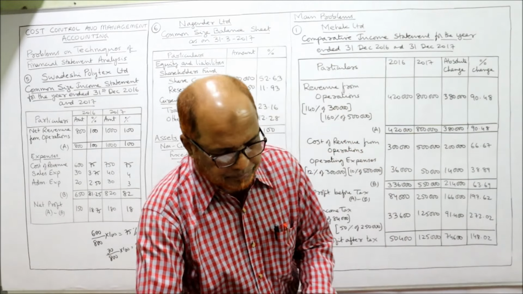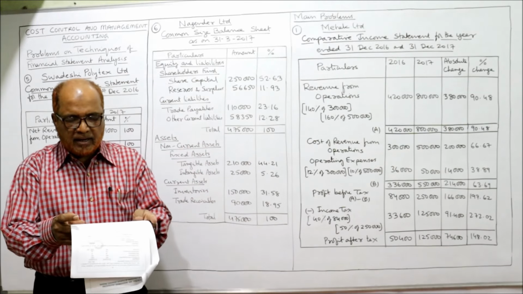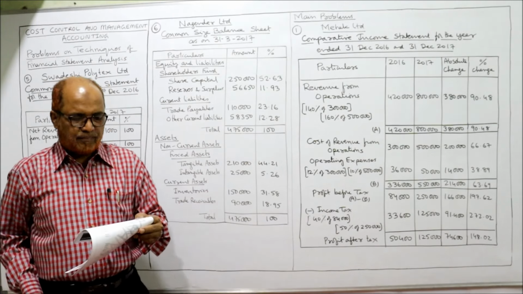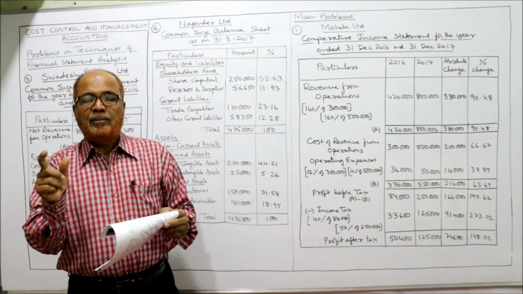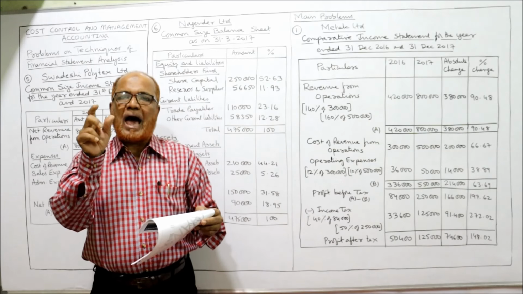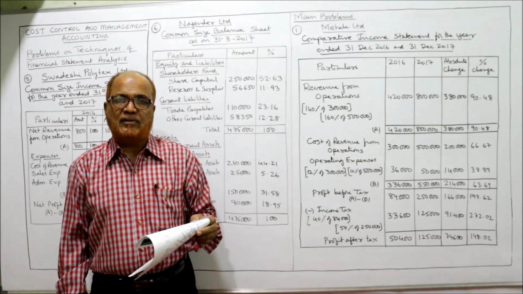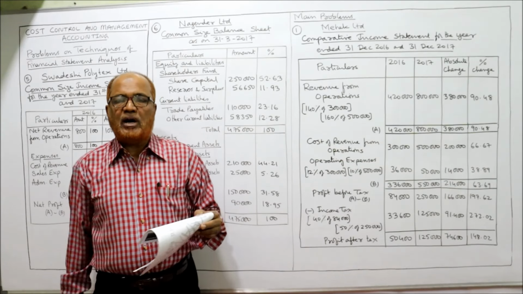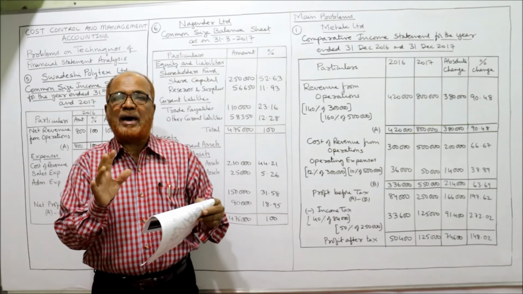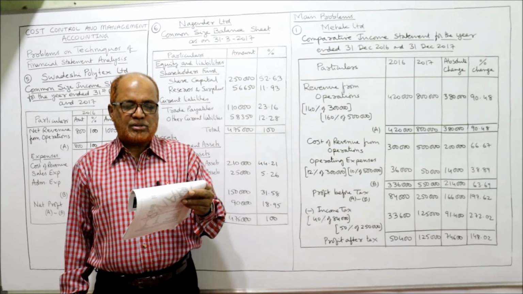First main problem. Prepare comparative income statement of Mahek Limited from the following details. Comparative means 4 columns we require. Last year column, current year column, absolute change and percentage change for comparative. Already last video I have explained you in detail how to make the comparative. Now particulars, revenue from operations.